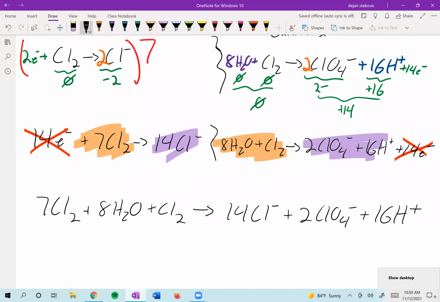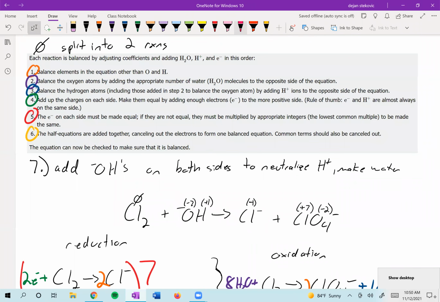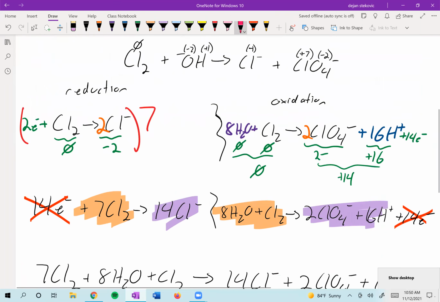Cool. So if we were in acidic media, we would be done, but we're not in acidic media, we're in basic media. And if we're in basic solution, we can't have H pluses floating around, right? H pluses really only float around in acidic media, but we're in basic, right? So we have to do one additional step, and that's to add hydroxides on both sides to neutralize the H pluses and make water, right?